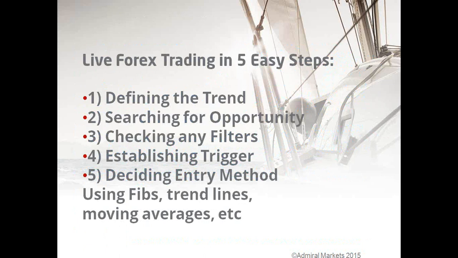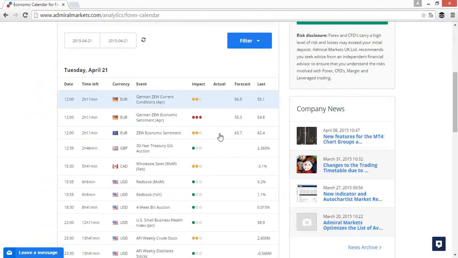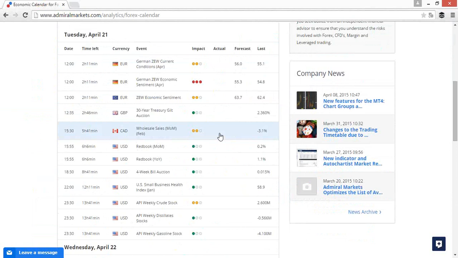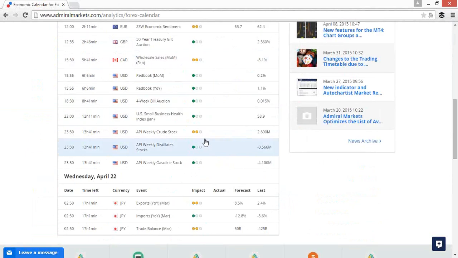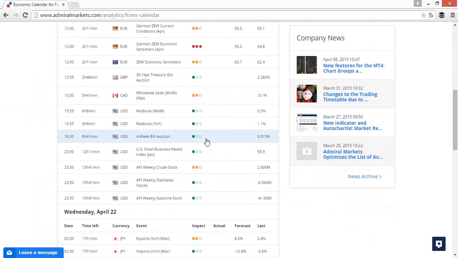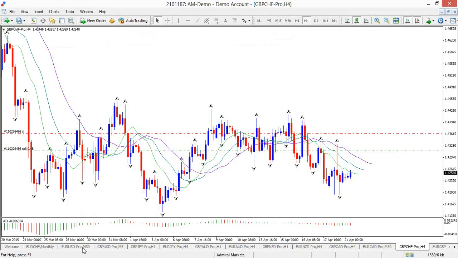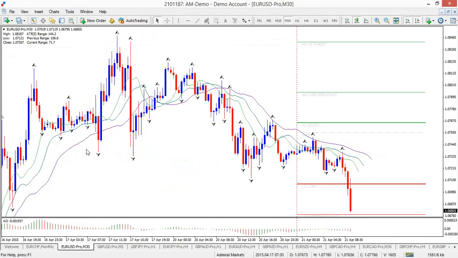Let's quickly, before we actually take a look at the charts, take a look at this calendar, and we will see that we have German ZEW economic sentiment coming up in 2 hours, and otherwise medium and lower impact news. Alrighty, let's continue here. First start with the euro dollar and take a look at this.